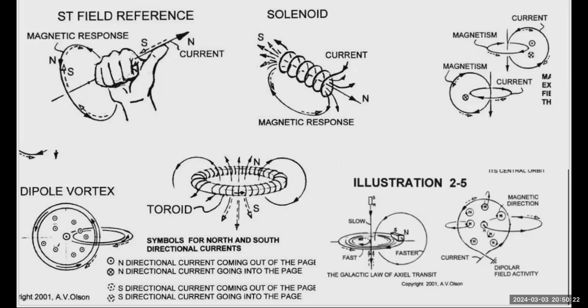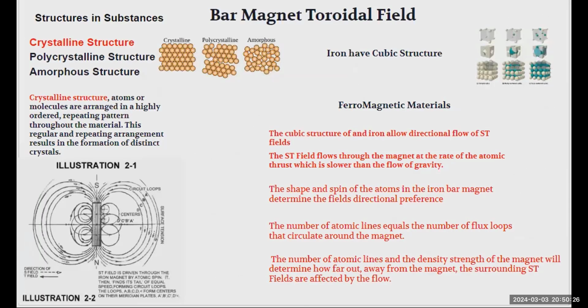If you have any questions, I would like to show you the next slide, which is the bar magnet toroidal field, how it's created, and why magnets attract and repel. Scientists maybe don't know this yet. They know how to produce electricity, but they do not really understand what the attraction and repelling force of the magnets is, what actually causes it.